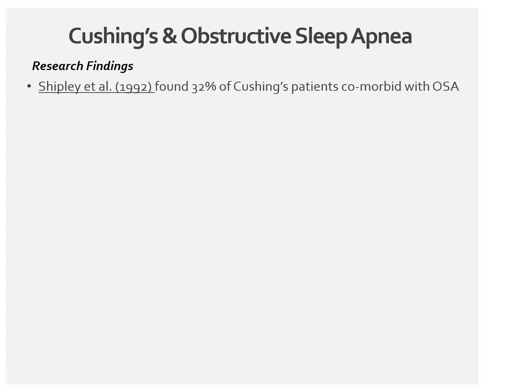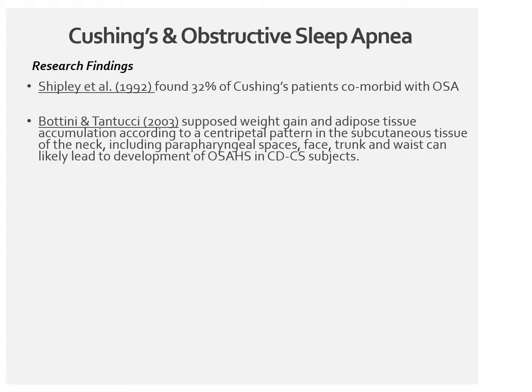And so what do we see? What does the research tell us between Cushing's and obstructive sleep apnea? Well, in 1992, Shipley et al. found that 32% of Cushing's patients are comorbid with obstructive sleep apnea. This would make sense when we talked about earlier the fatty deposition around the throat. That fatty deposition will add greater weight and will then close the airway, because you have to realize the pharyngeal area, the laryngeal area, it's a soft palate. So it's a lot of tissue. There's no bone, cartilage, anything to kind of keep it open. So the more fatty deposition you have there, the more weight that's going to close that tube while you're sleeping.